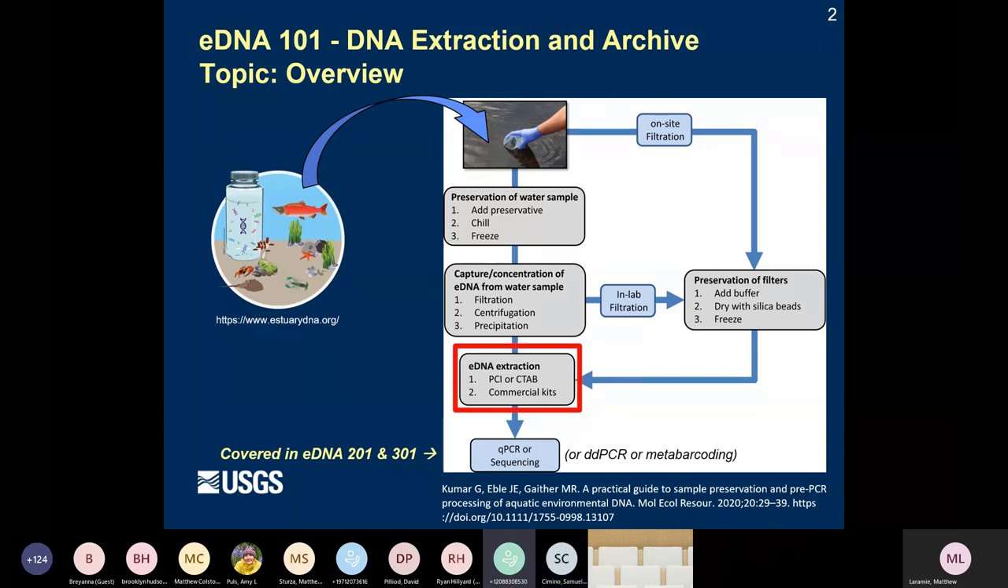So just to reiterate, David has covered up through DNA capture and field preservation, and we're now at the point of DNA extraction. This is a laboratory procedure. It precedes analysis. We're going to go over extraction methods now, and then we'll follow up with the analysis portion in the next two webinars in this series.